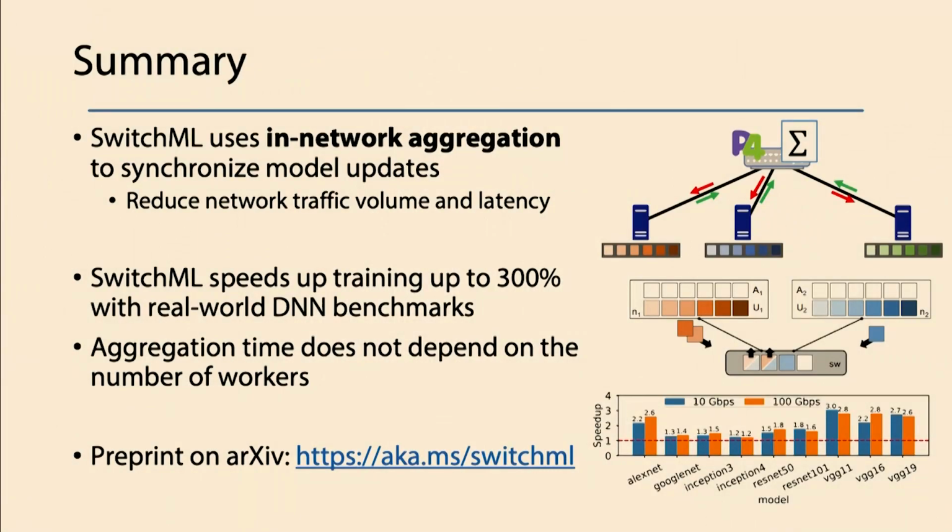And so with that, I'll summarize and conclude. SwitchML uses in-network aggregation to synchronize model updates for deep neural network training. This reduces traffic volume and reduces latency, speeding up training by up to 300% on a number of commonly used deep neural network benchmarks. And scaling is good. We see that aggregation time doesn't change as we increase the number of workers. You can find lots more details in our preprint up on arXiv, which you can find at this short URL. And with that, I'll conclude and take questions.